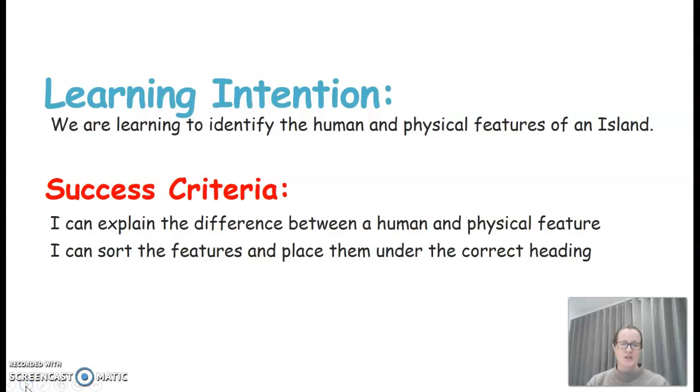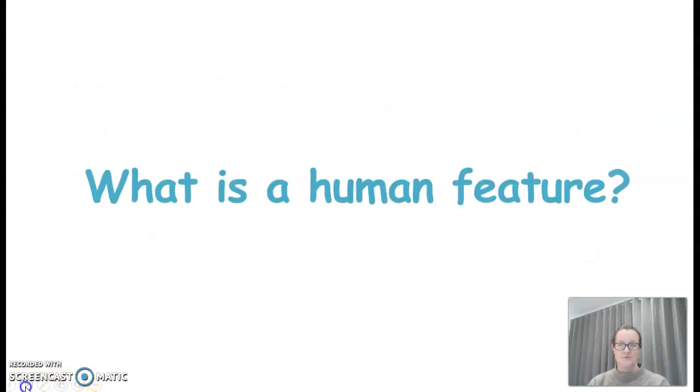So we're going to identify human and physical features of an island, and Great Britain, where we live, England, where we live, is an island made up of Wales, England and Scotland. We're going to be successful in this lesson by being able to explain the difference between human and physical features of an island and being able to sort the features and place them under the correct heading. So that's going to be the activity that you do at the end of this lesson. So let's have a little look.